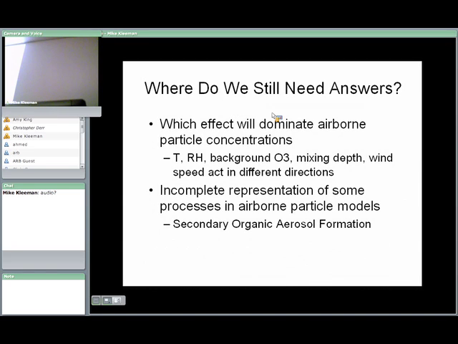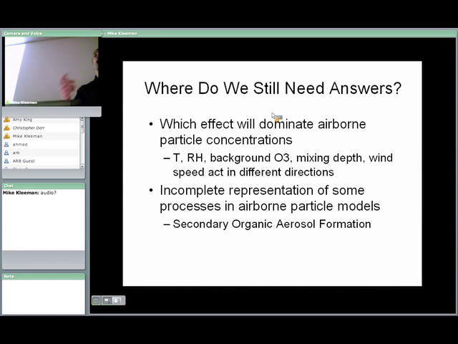Okay, so where do we still need answers? There's a lot of uncertainty in all of this, and it's good to talk about it. One of the main sources of uncertainty is going to be secondary formation processes. We understand the inorganic salts pretty well, but we don't understand the secondary organic aerosol formation very well. And some estimates already have almost 50 or 75% of the organic carbon in particles in Los Angeles being not primary but secondary. It formed in the gas phase in the atmosphere and then partitioned to the particle phase. We don't understand that process very well.